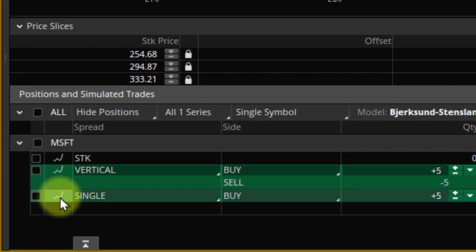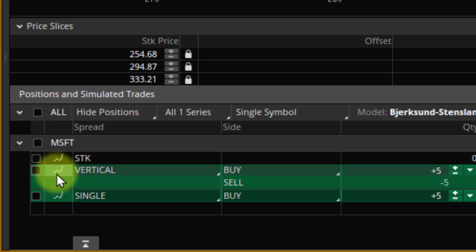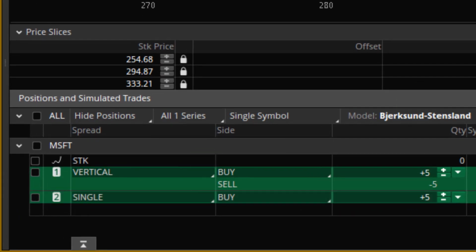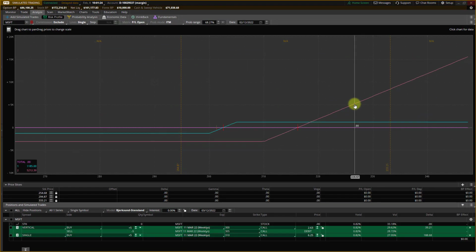So the way we're going to do that is to uncheck both of these. And then in this little icon, remember I said that Thinkorswim doesn't make it real apparent, but you're going to click right there. You see how that shows up with the number 1? It's now showing me the vertical, and if I click here, it's now showing me the single. And so there they are. It's not showing me in combination.